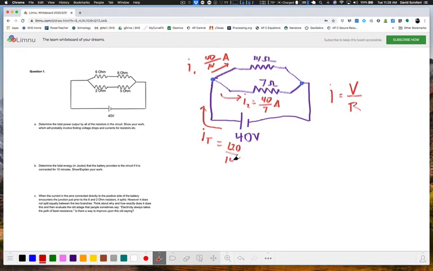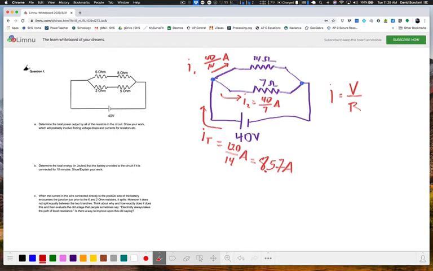over 14 amps. And I think that works out to be, let me see, 120 over 14 is 8 and change, 8.57. So 8.57 amps is the total current in the circuit. All right, but the problem doesn't ask that.